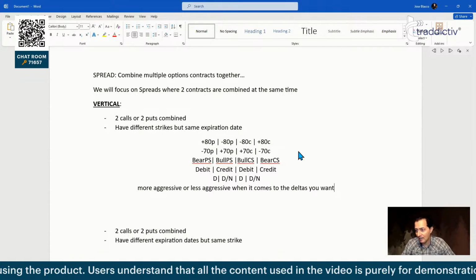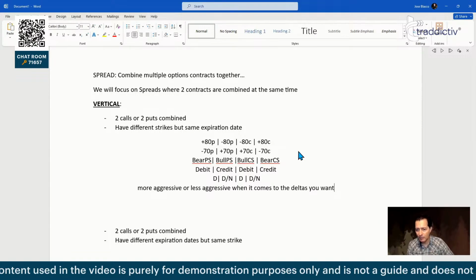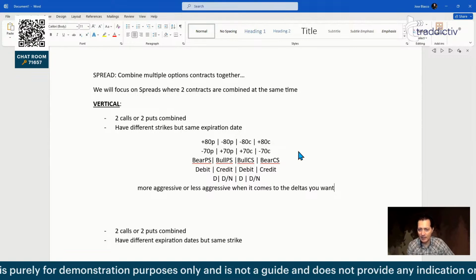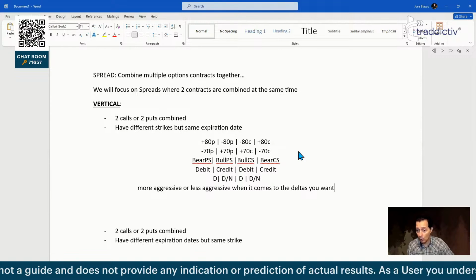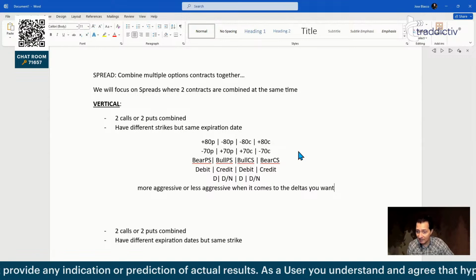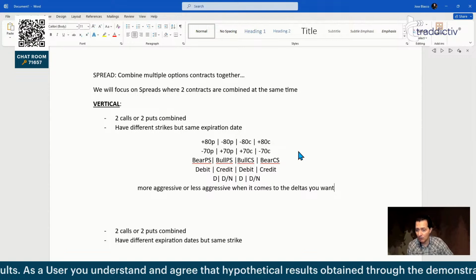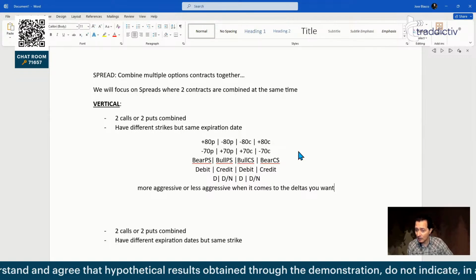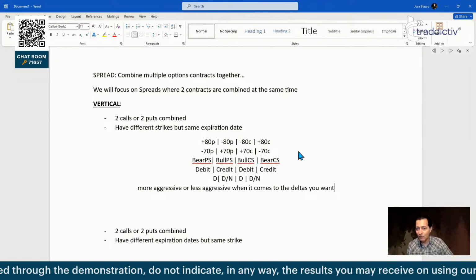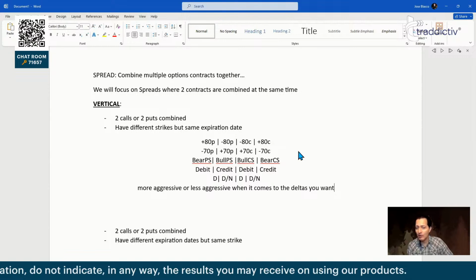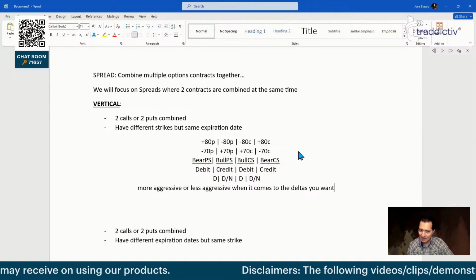Of course, you get paid little credit because you are not aggressive, you take less risk, and therefore you get paid less. If you want to be more aggressive, then you sell bull put spreads or bear call spreads which are closer to the current price, and therefore have a greater delta. And if they have a greater delta, it means they have a higher probability based on the pricing models to expire in the money, and therefore you have a lesser probability of profiting, and therefore you get paid more credit. So if you want to be more aggressive, you use more delta. If you want to be less aggressive, you use less delta.